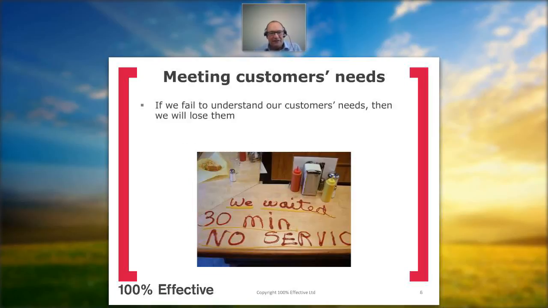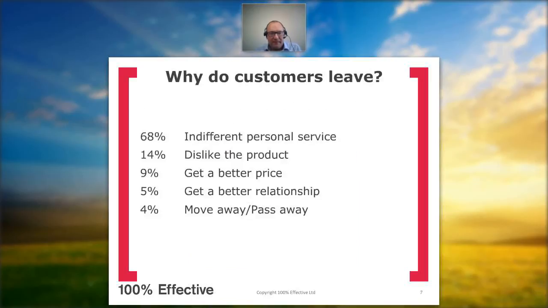The other thing about understanding voice of the customer is if we don't give them what they want, then they're just going to leave. They're going to disappear. They're going to do something different. They're going to go to one of our competitors. In a recent survey, they discovered why customers leave, and it's quite interesting that the real reason most customers leave us is indifferent personal service. If we don't give the customer what they want and understand that voice of the customer, that's when they leave.